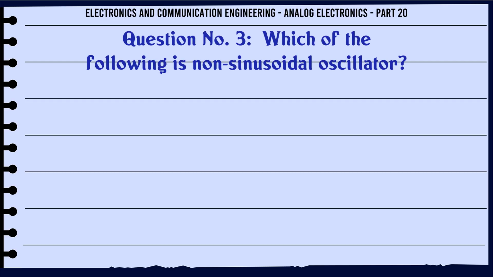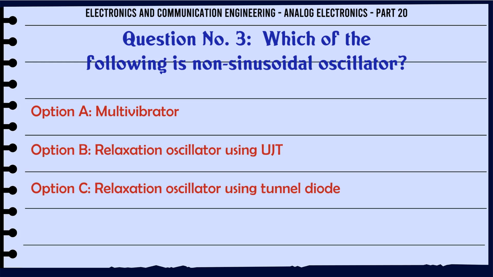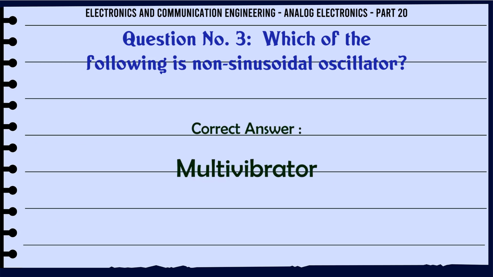Which of the following is non-sinusoidal oscillator? A. Multivibrator. B. Relaxation oscillator using BJT. C. Relaxation oscillator using tunnel diode. D. Any of the above. The correct answer is multivibrator.